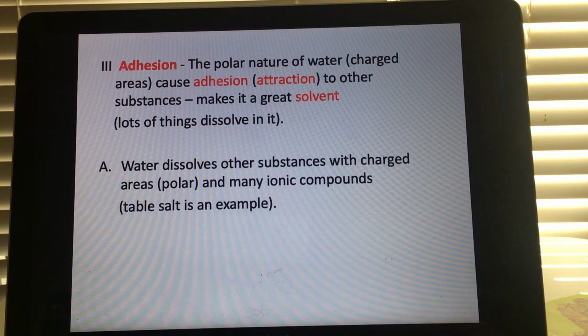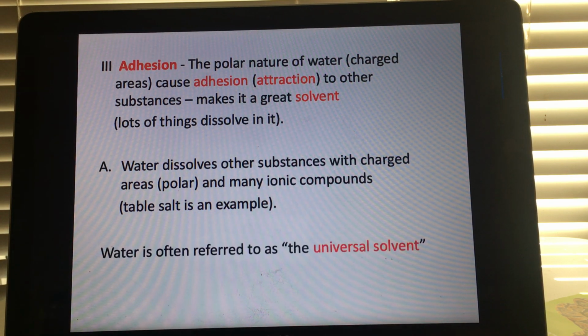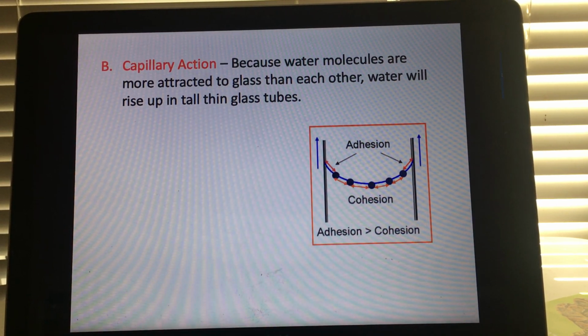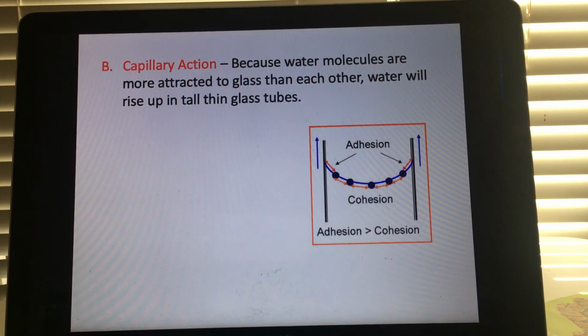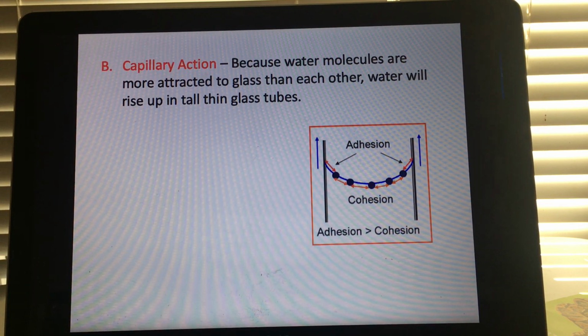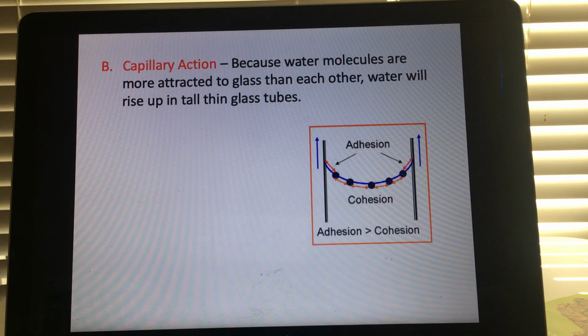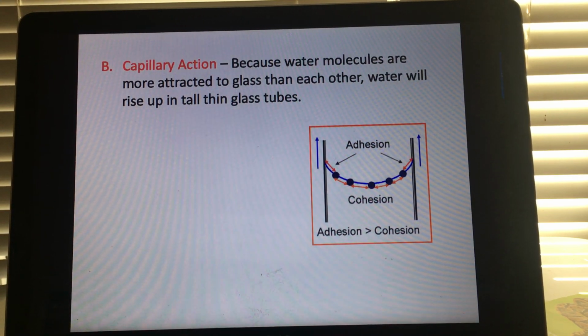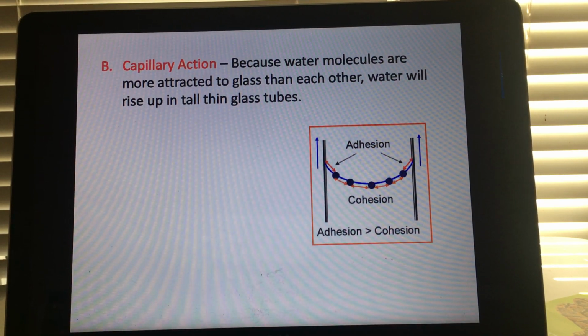Table salt is one example of an ionic compound that water can dissolve fairly easily. So another implication of adhesion is called capillary action. Because water molecules are attracted to glass, and more so than each other, water will actually rise up in tall, thin glass tubes. So if you've ever had blood drawn, they often use little capillary tubes to take samples of blood, because most blood is water. It has other things dissolved in it, but there's quite a bit of water in it.